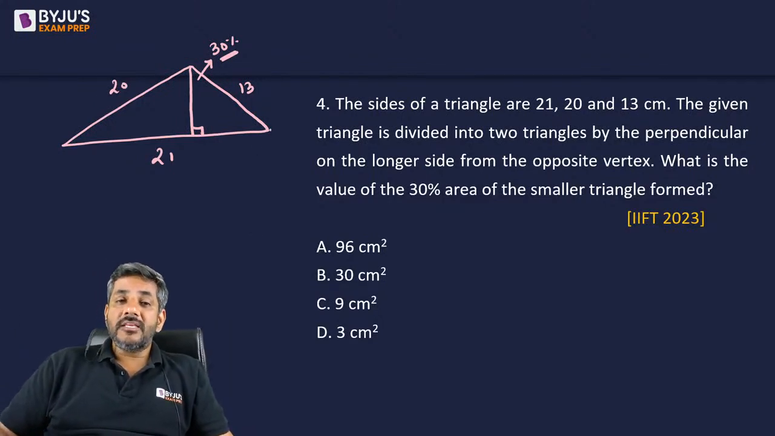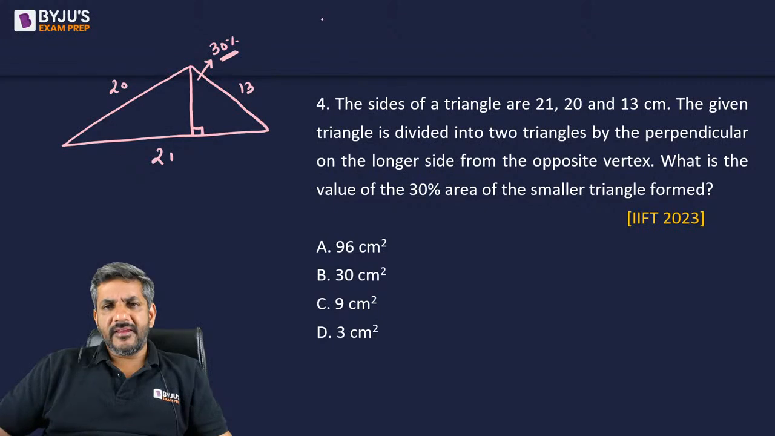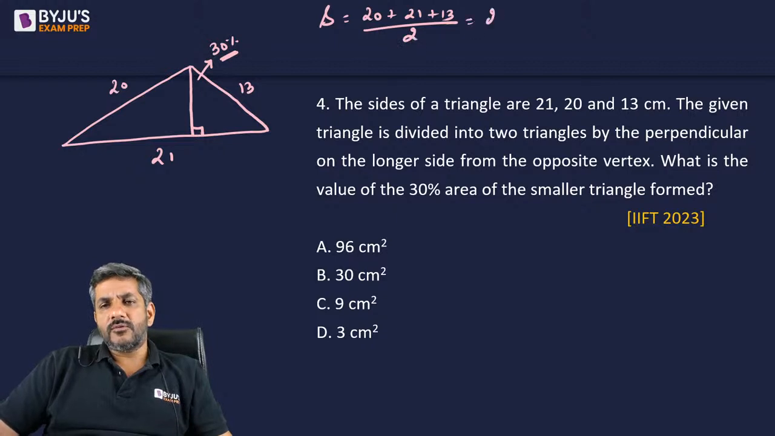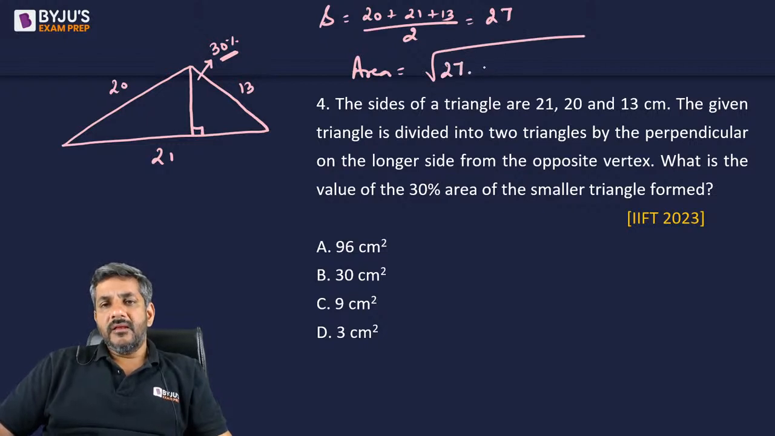If I have all three sides of a triangle, I can easily get the area. First of all, semi-perimeter. Semi-perimeter is 20 plus 21 plus 13 divided by 2, that is equal to 27. So therefore, area of the triangle is given by square root of S into S minus A into S minus B into S minus C.